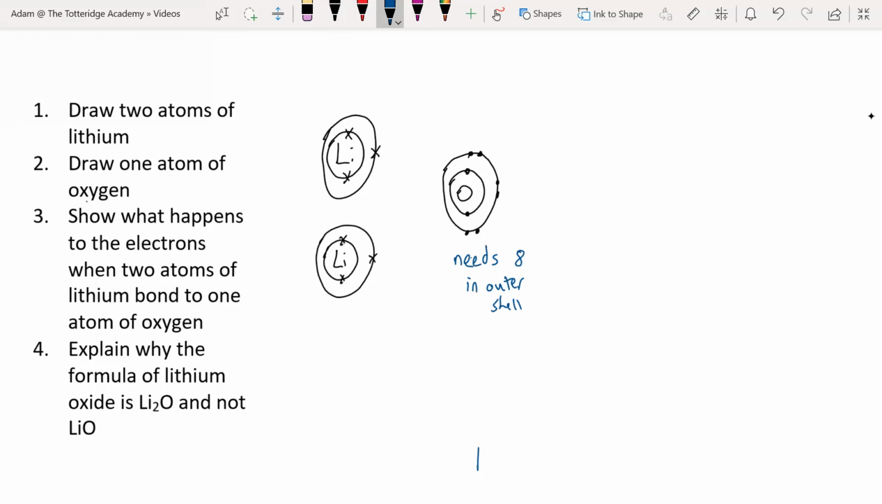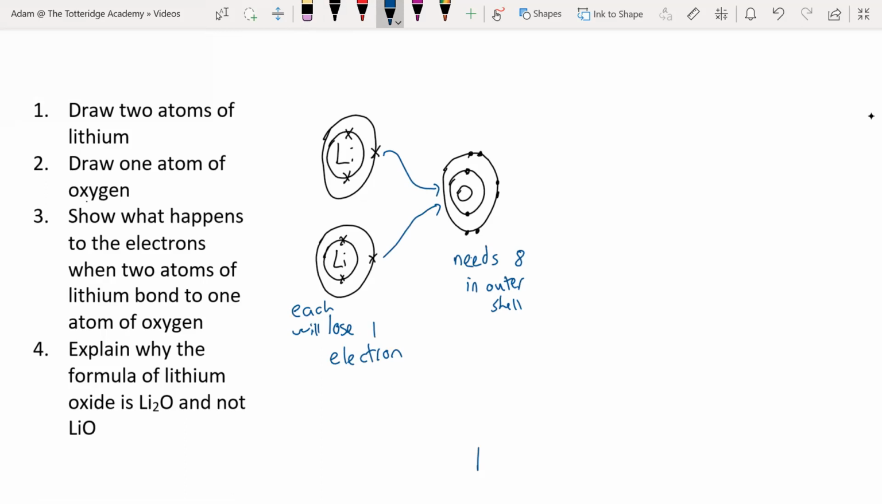They'll both lose 1 electron, and that will give them a full outer shell, which in these cases would be 2, because that'll be the first shell. Sorry, each one is going to lose 1 electron. This needs 8 in the outer shell. Well, it's got 6, so it's going to take 1 from there and 1 from there. And then it will be happy and have 8 electrons in the outer shell.